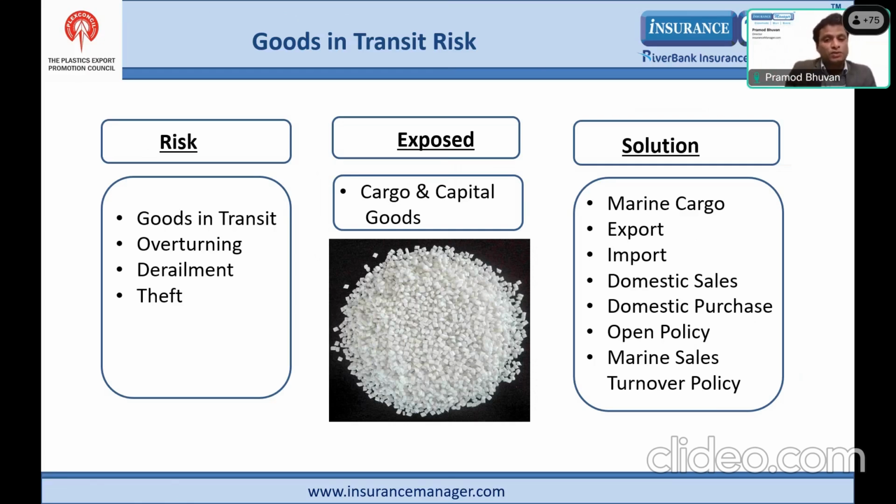Of course, marine cargo insurance, either you can break it down, you can take separate policies for export, import, domestic sales, domestic purchase, or else you can also buy an advanced version of policy which is available now in the Indian market, which is called the marine sales turnover policy, which is a single policy for all your supply chain risk issues. It's a 360-degree cover for, as I told you, your purchase, imports, container movements, inter-depot movements, inter-factory movements, job works, capital goods, all can be combined under one single policy.